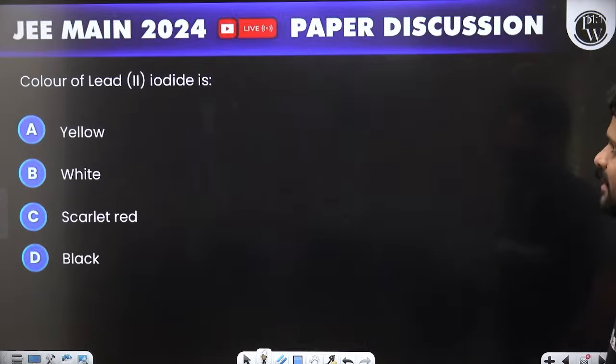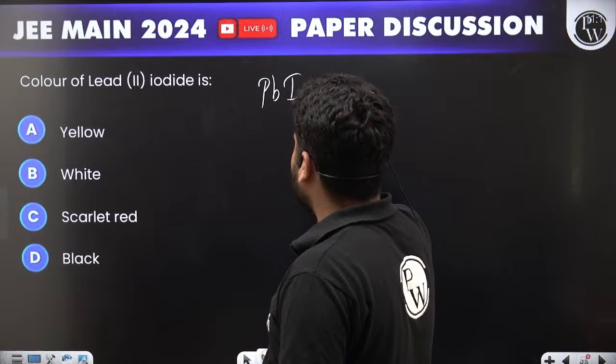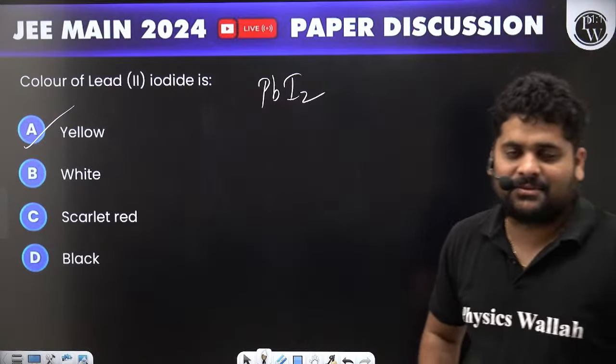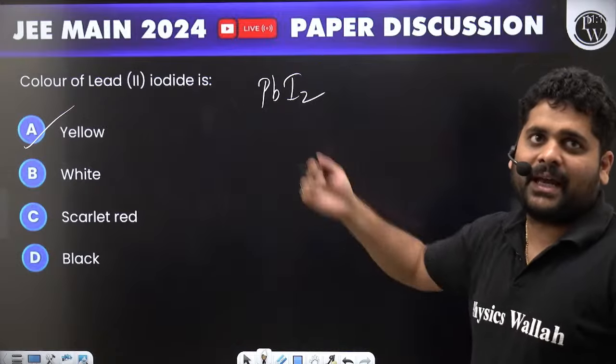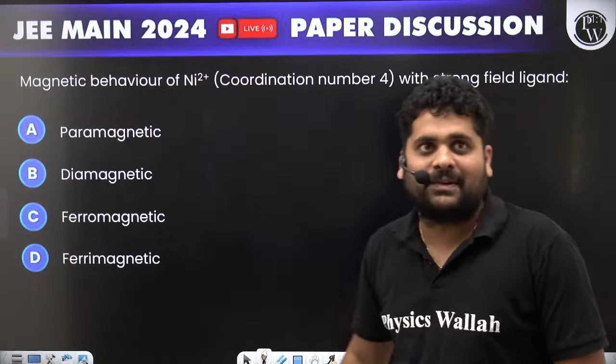Now, the color of lead(II) iodide, PbI2, is yellow. This is a memory-based question. There is no logic involved, so PbI2 is yellow in color. Now, moving on to the next one.